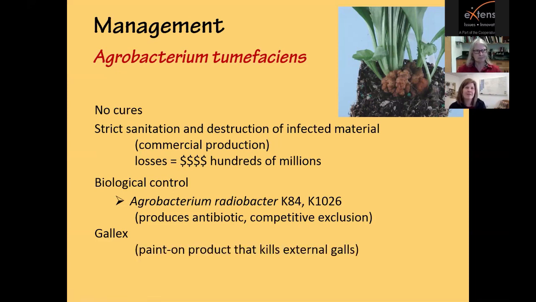Then there's a product called Gallex, which is not a biological control. It's a xylene-containing product that kills the tissues that support the gall. So it's used primarily in walnut production, where walnut galls form on the trunk of the tree, and you paint that on and it kills the galls. But obviously it's not going to work in a situation where the bacteria are systemic.